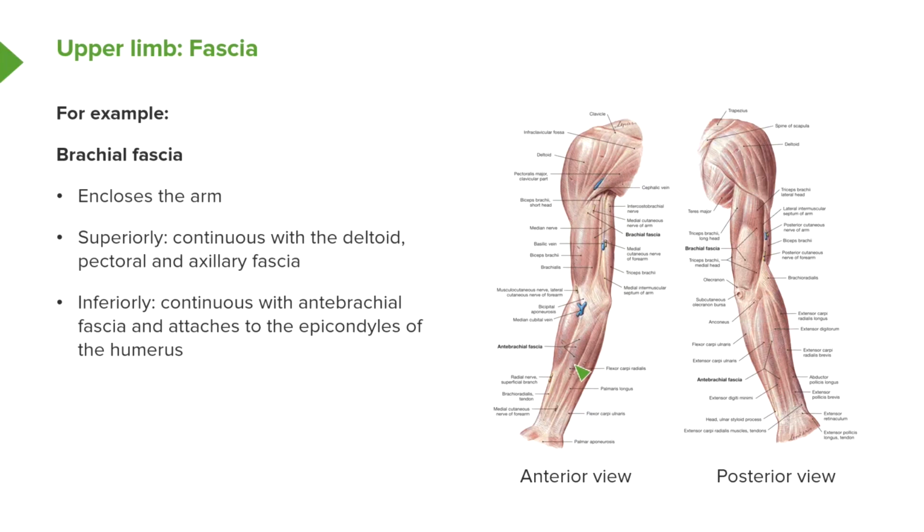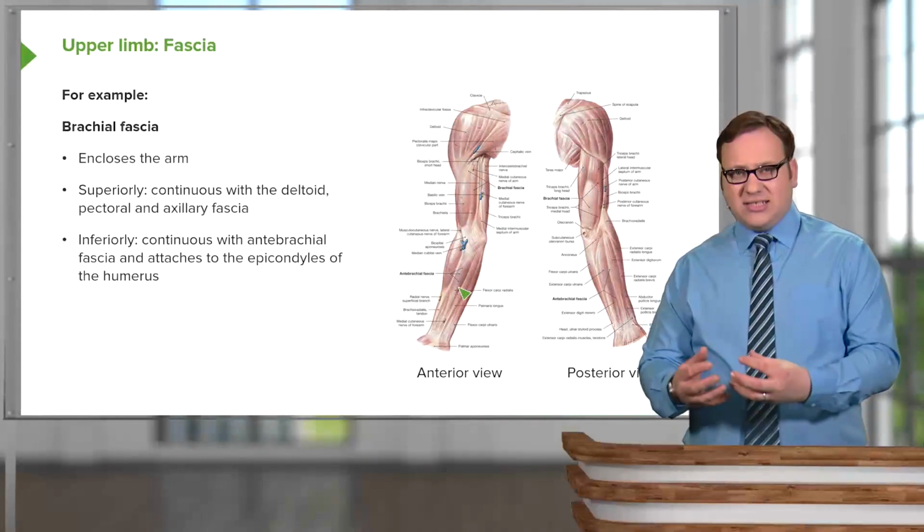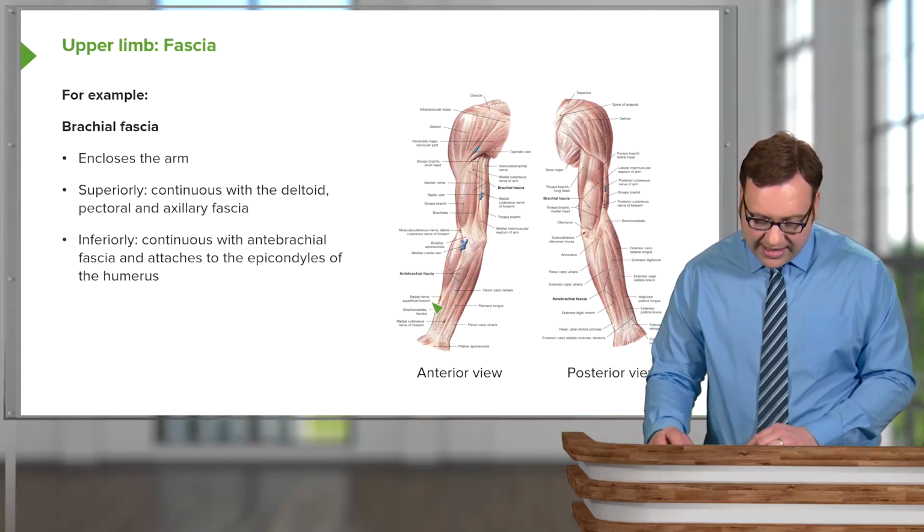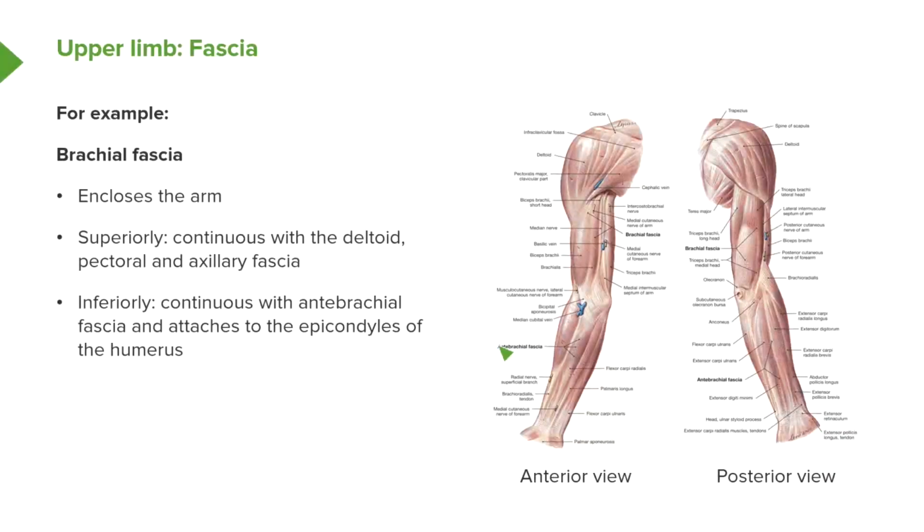Inferiorly, the deep fascia is going to be continuous with what's known as the antebrachial fascia. Now, antebrachial indicates the fascia surrounding the forearm. So here we have the anterior aspect of the forearm, and we have the antebrachial fascia covering it. And we can see we've got this continuous layer. It's also the brachial fascia attaching to the epicondyles of the humerus, and this helps to anchor it down in position. And we'll talk about that later on when we mention the bicipital aponeurosis. So here we can see this deep fascia running all the way along the upper limb.